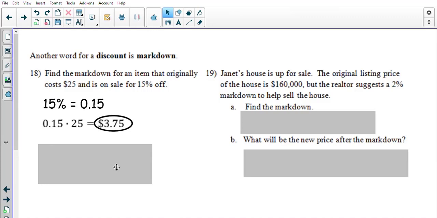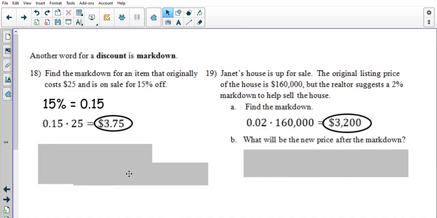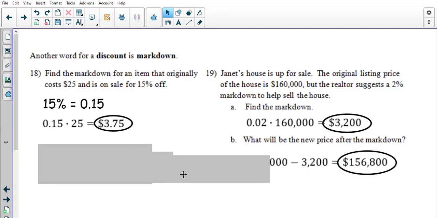So to find the markdown, I'm going to take 2% as a decimal, which is 0.02, multiply it by the original price, $160,000, and I get $3,200. So we're going to mark down the price, $3,200. So to find the new price after the markdown, take $160,000 minus $3,200, and we get $156,800.